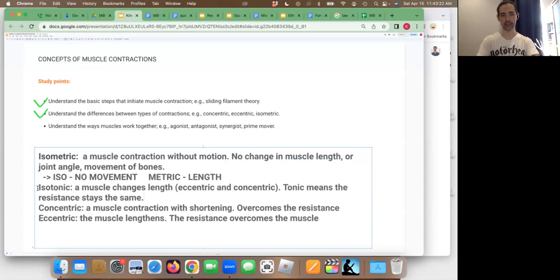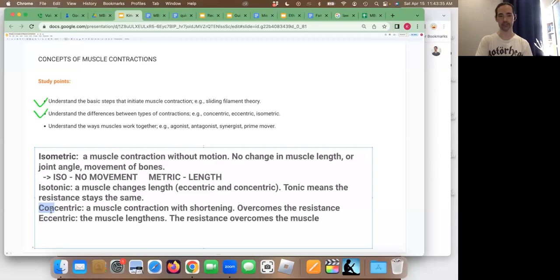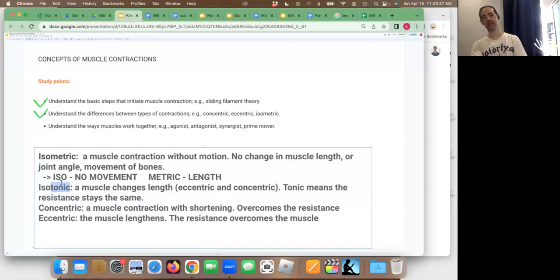Types of isotonics are concentric and eccentric, and you probably are aware that concentric means shortening and eccentric means lengthening. Oh yeah, by the way, let me go back to isometric and isotonic. Isometric means the shape doesn't change, the length doesn't change. Isotonic means the resistance doesn't change. So throughout the whole movement of the joint, of the use of the muscle, the weight stays the same.